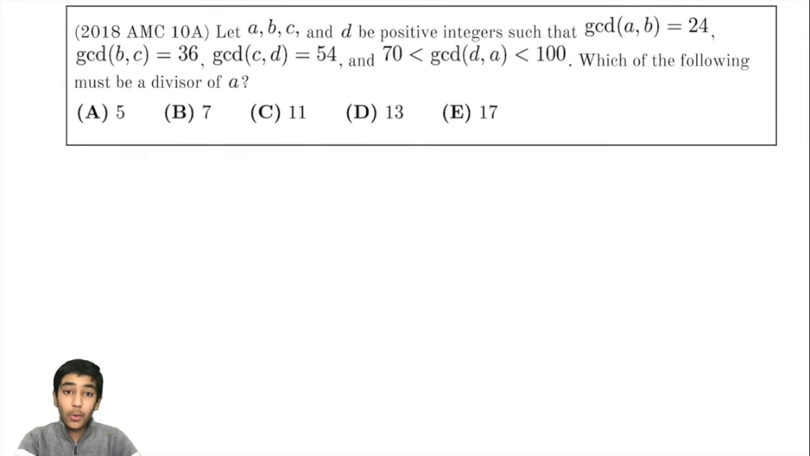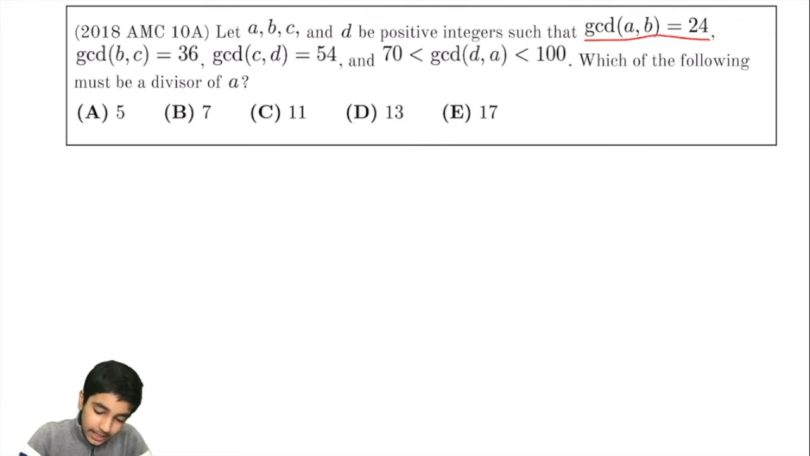Okay, so now let's move on to a really clever application of GCD. If you remember from the number theory class, we discussed how to actually solve this problem. Now let's explore the meta-solving way to do this. So we have some numbers such that GCD of A and B is 24, GCD of B and C is 36, and GCD of C and D is 54. And we have the special condition that the GCD of A and D is between 70 and 100.